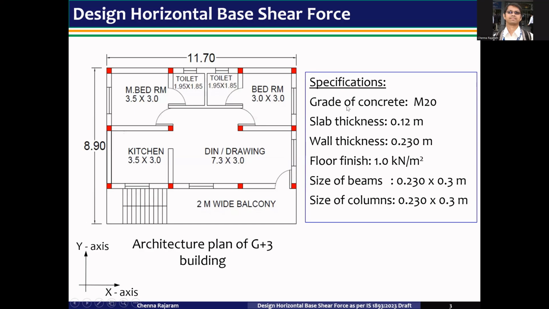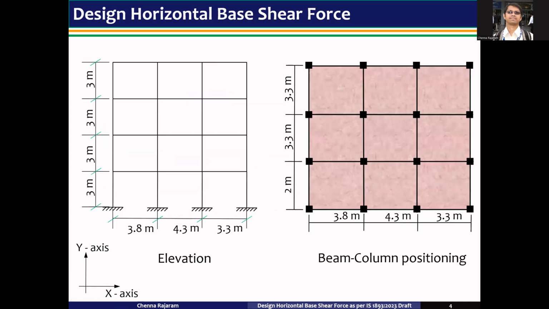And the specifications are as follows. Grade of concrete is M20, slab thickness 0.12 meters, wall thickness 0.23 meters, floor finish 1 kilonewton per meter square. Size of beams and columns are taken as 0.23 by 0.3 meters. The elevation and the beam column positioning are given in this slide. The height of each story is considered as 3 meters, and the bay widths are as follows: 3.8 meters, 4.3 meters, and 3.3 meters.